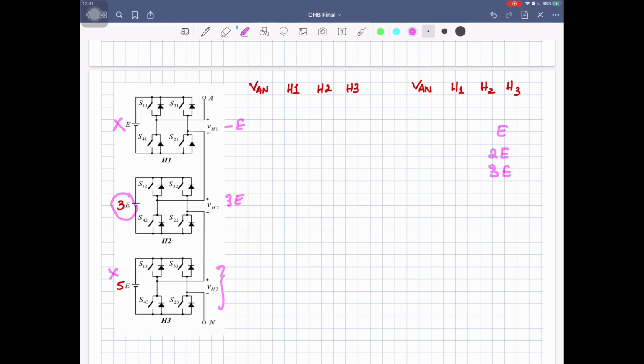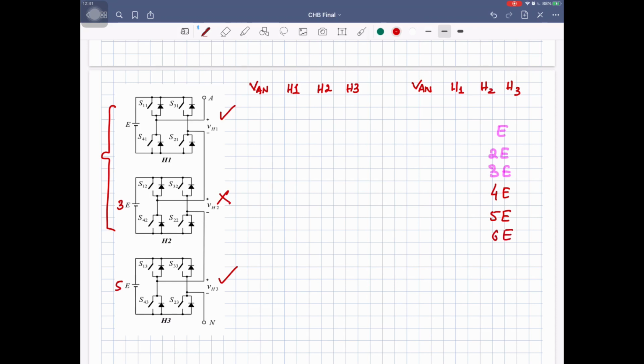To get 4E, what can you do? With this, what were the voltage levels? I have removed 3E and 5E. So how to get 4E? 4E can be obtained from here, 3E plus E, and keeping the last one in 0 state. So 4E can be obtained. To get 5E, keep the last inverter on and the upper two off, so you can get 5E. To get 6E, you can use this inverter and this inverter, keep this one off, so you can get 6E. To get 7E, can you get 7E? Yes, you can get it, because of 5E.